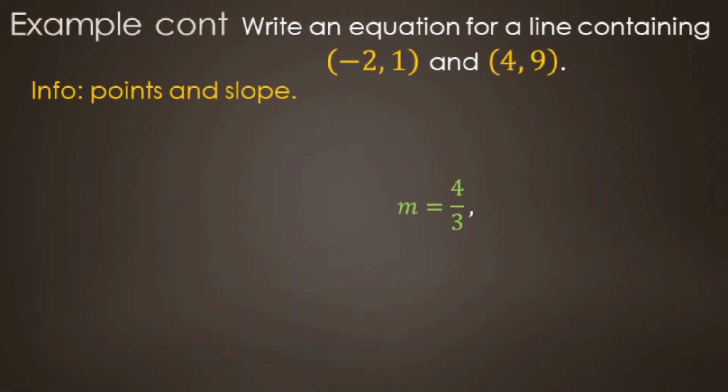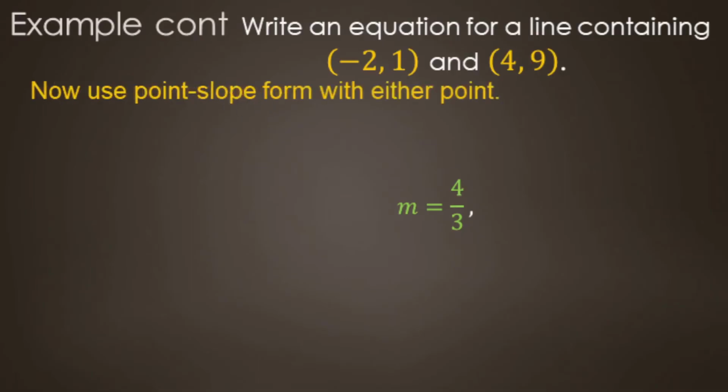After you find the slope, now it's time to write an equation. We don't know the y-intercept, so that's kind of an issue there. We do have points and a slope, so use point-slope form. That's what it's for. If your information is points and slope, use point-slope form. If you know the y-intercept, then use slope-intercept form because you know the intercept.